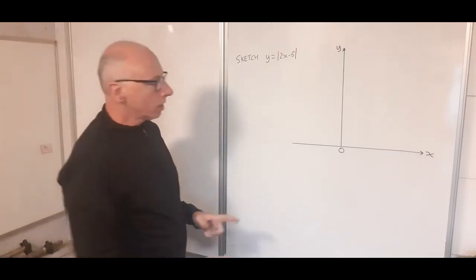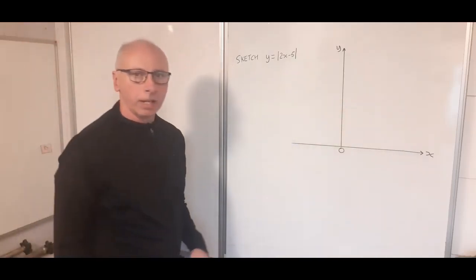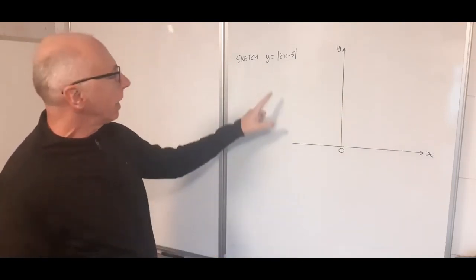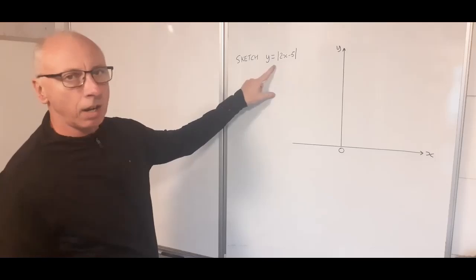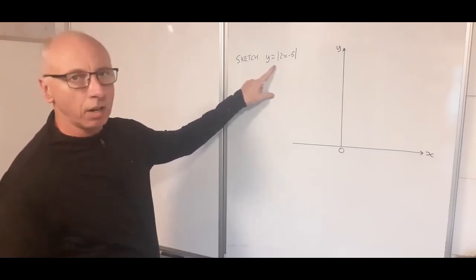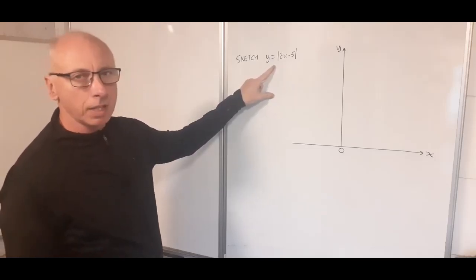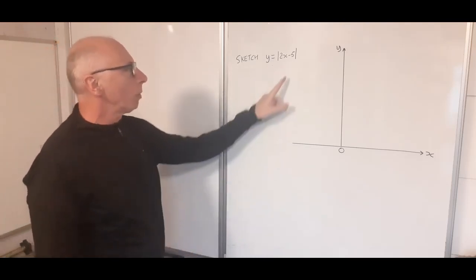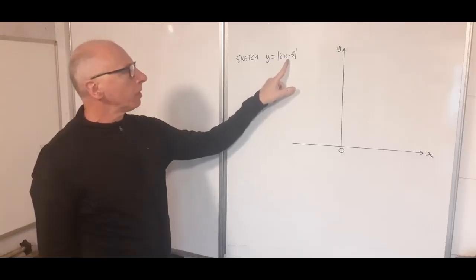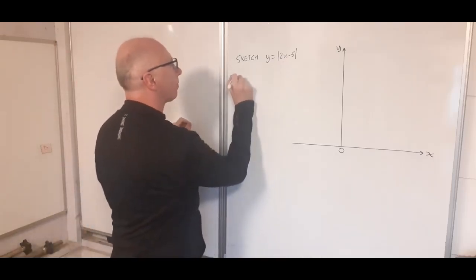Well, we need some points on this diagram here that we can use to join up. Now this will make a straight line, but it'll be two straight lines which will meet at a particular point. So what we want to do first of all is try some numbers. So let's try x equals 0.